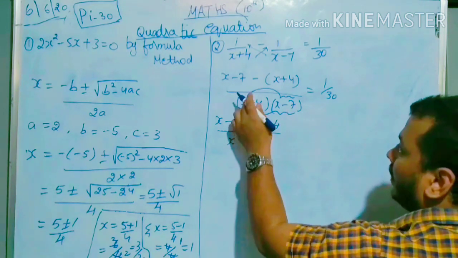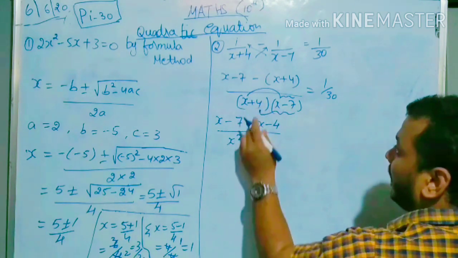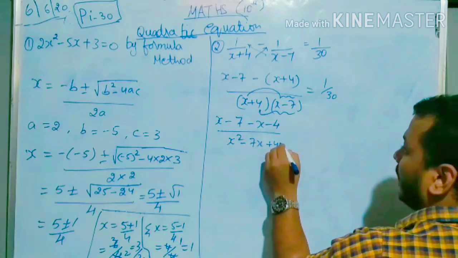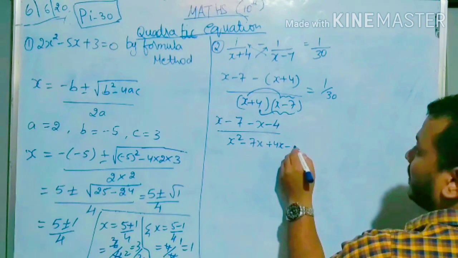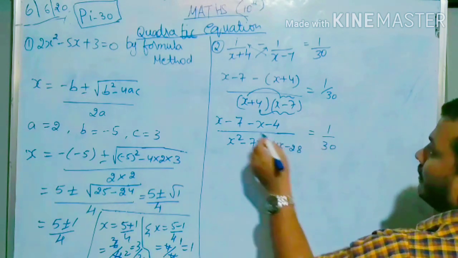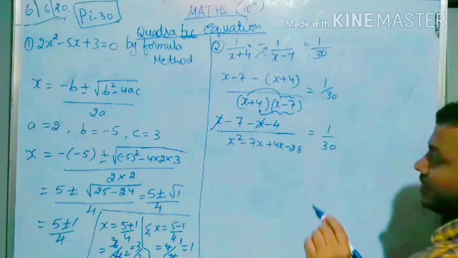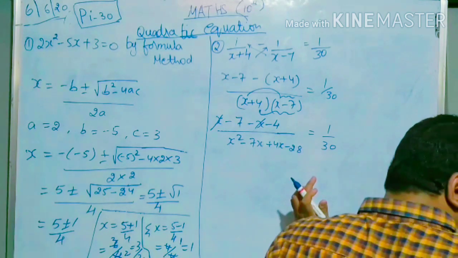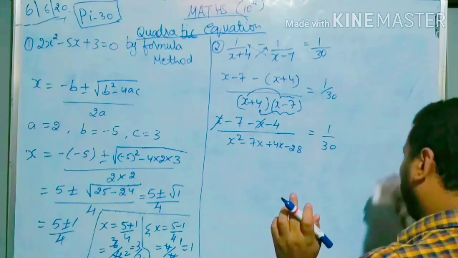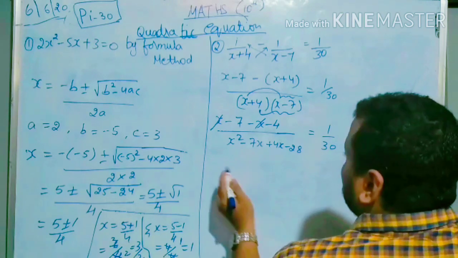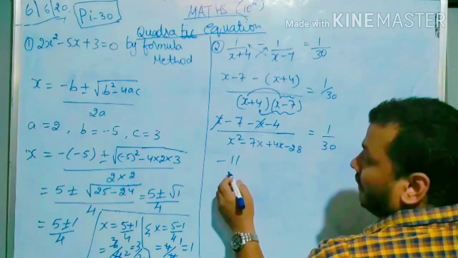So here you can x into x is x square minus 7x. If you multiply, you will get the plus 4x plus minus minus 28 is equal to 1 by 30. The plus x and the minus x will get cancelled. Minus 7 minus 4. So if you have borrowed the 7 rupees from someone, and again if you borrow the 4 rupees more from someone, so it is nothing but you have borrowed the 11 rupees from someone.